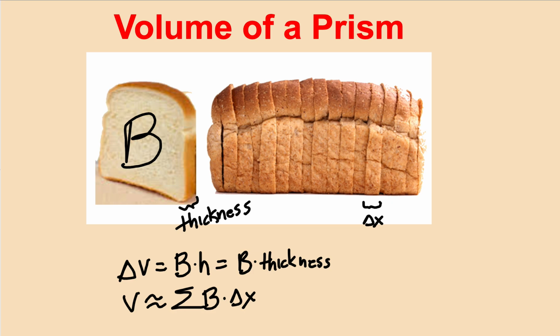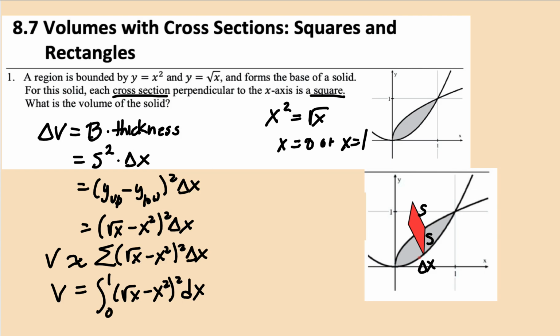The thickness in this case could be delta x. And so what we would do is take all of these little thicknesses of all of these loaf slices and add them up, and that would be the volume of the loaf of bread. Let's use this in this problem.